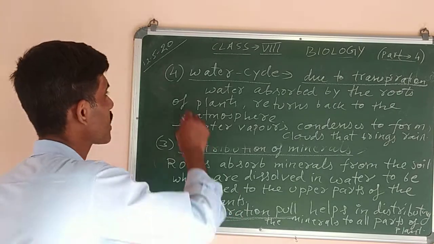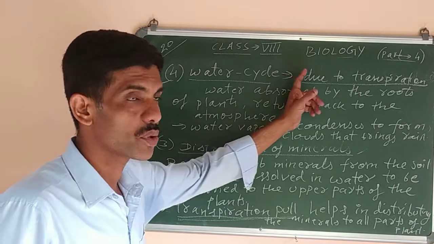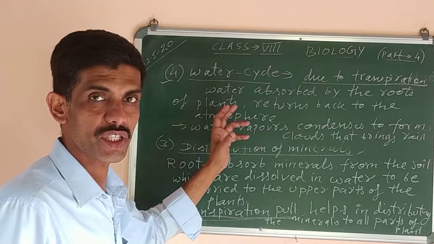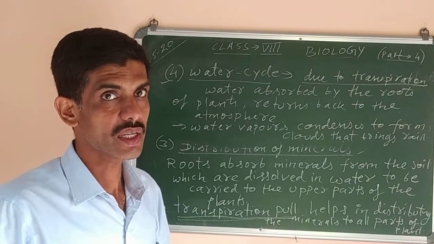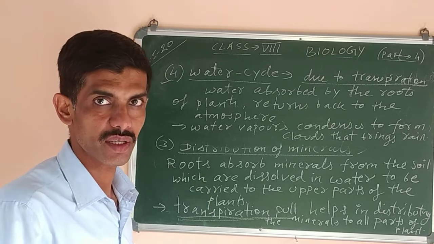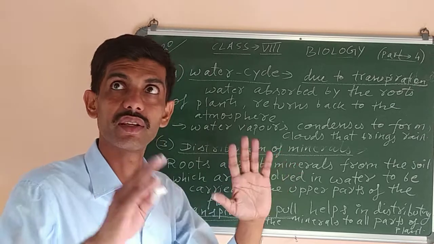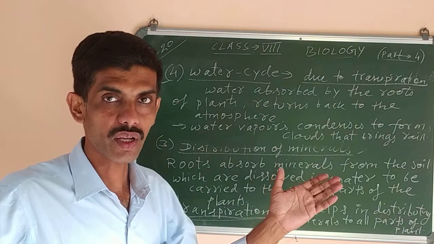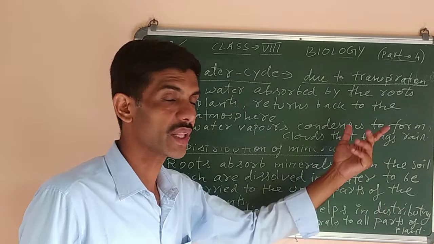Okay. Then the last one was water cycle. You have already studied about the water cycle. Due to transpiration, the water which is absorbed from the soil through the roots returns back to the atmosphere when the plants lose it by transpiration. And this water vapor, once it reaches the atmosphere, will come together, condense, cool down, and form the clouds, and the clouds will bring the rain.